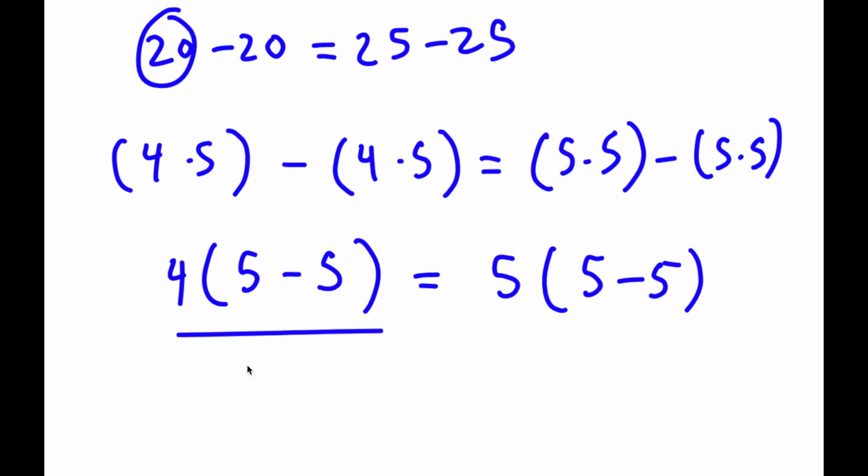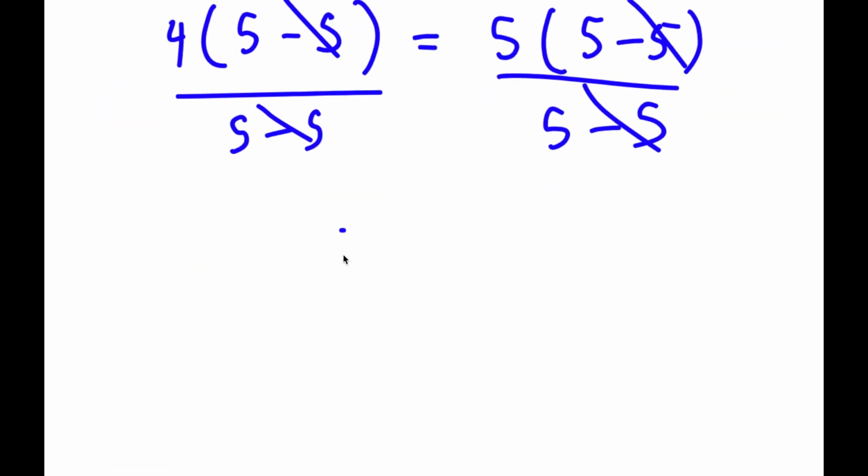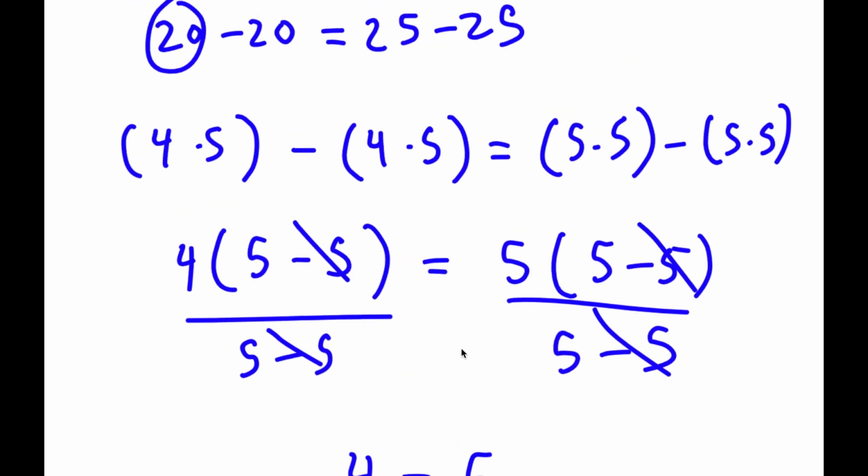Now, if I divide both sides by 5 minus 5, well, these two cancel out, and I am left with 4 is equal to 5. And 4 is the same thing as 2 plus 2, so I have 2 plus 2 is equal to 5 as well. So, I just proved that 4 equals 5 and 2 plus 2 is equal to 5.